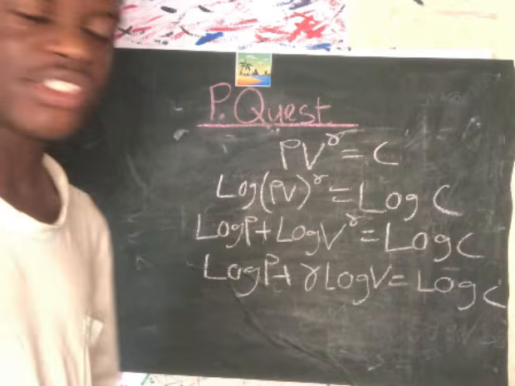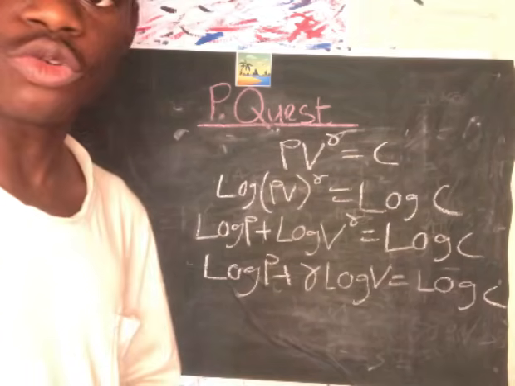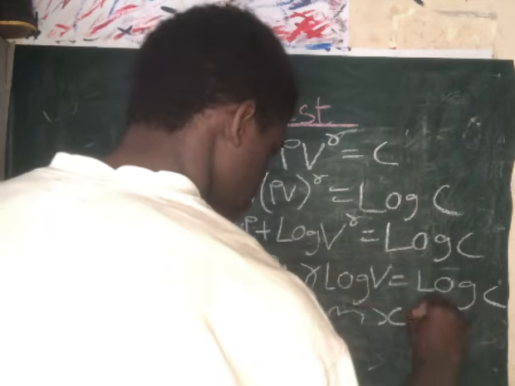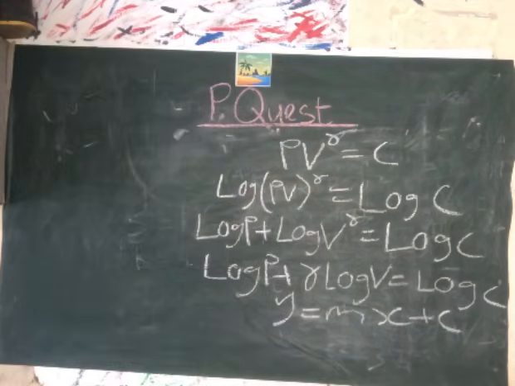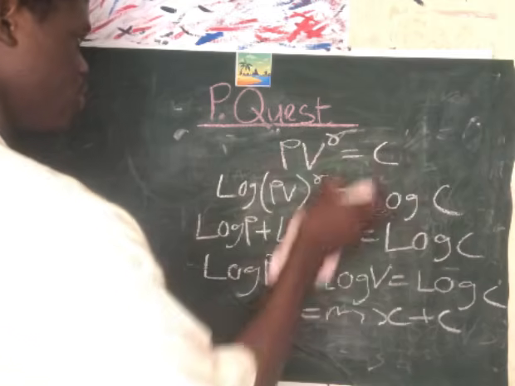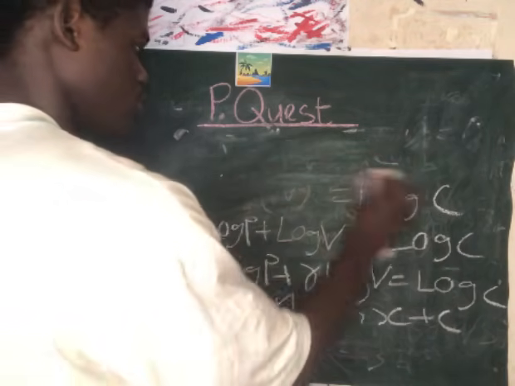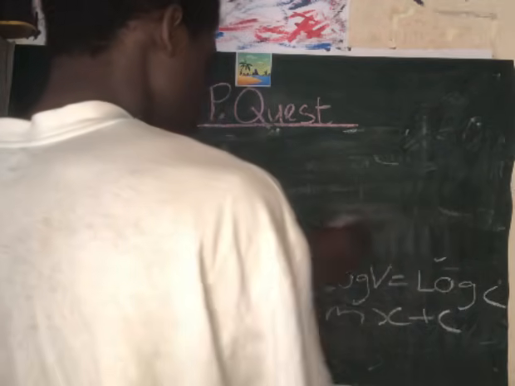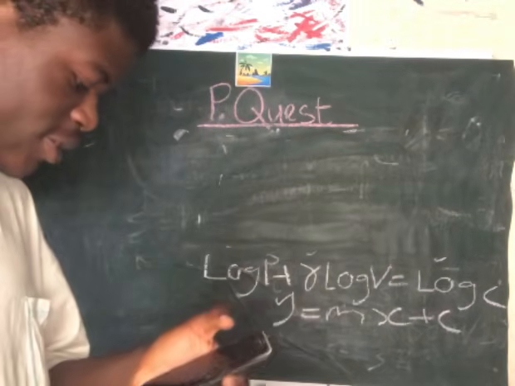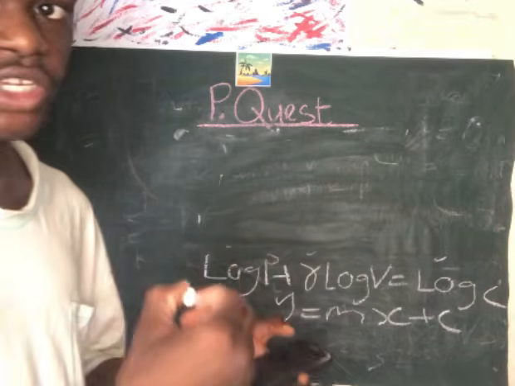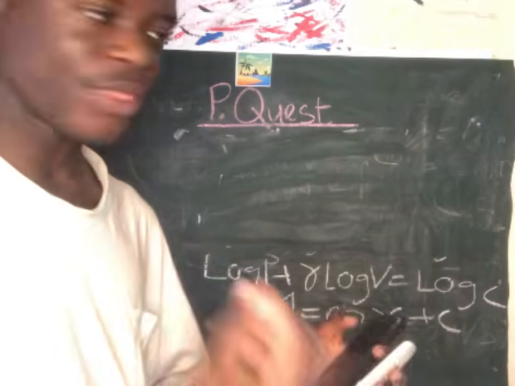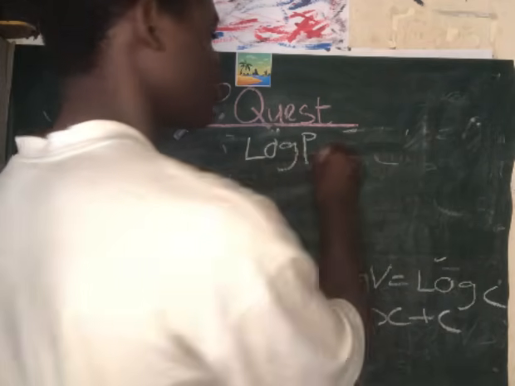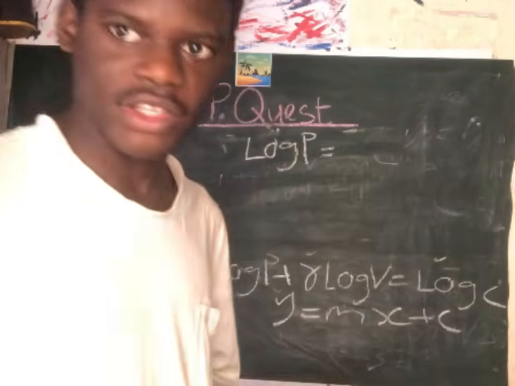So we want to write this equation in a way it resembles the equation of a straight line, and that's y is equal to mx plus c. So how do we write it like this? They said log P is plotted against log V. That means log P is the y-axis, plotted against log V, as log V is the x-axis.